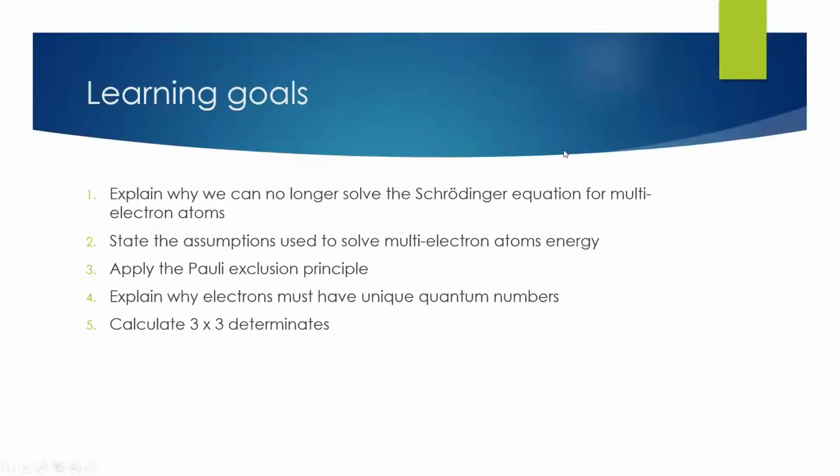So the learning goals for today are going to be to explain why we can't solve the Schrödinger equation for multi-electron atoms. Then we're going to come up with a couple of assumptions that are used to approximate the multi-electron atom energy. And then next time we'll see how computers go about trying to be more accurate than we can with pen and paper. We'll see the quantum mechanical Pauli exclusion principle and apply it. And we'll get to this thing that we learned from Gen Chem, that electrons have to have a unique set of quantum numbers to have more than one electron in an atom.